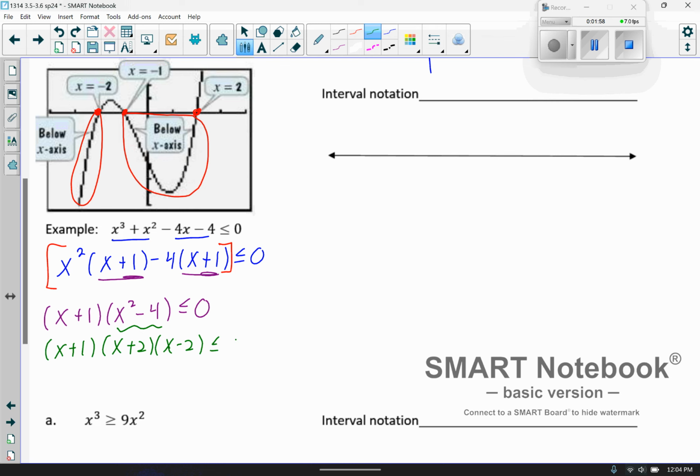Okay, so now I've factored this completely. And so my x-intercepts are going to be -1, -2, and +2. You can see those are all the ones that were listed on my graph right here.